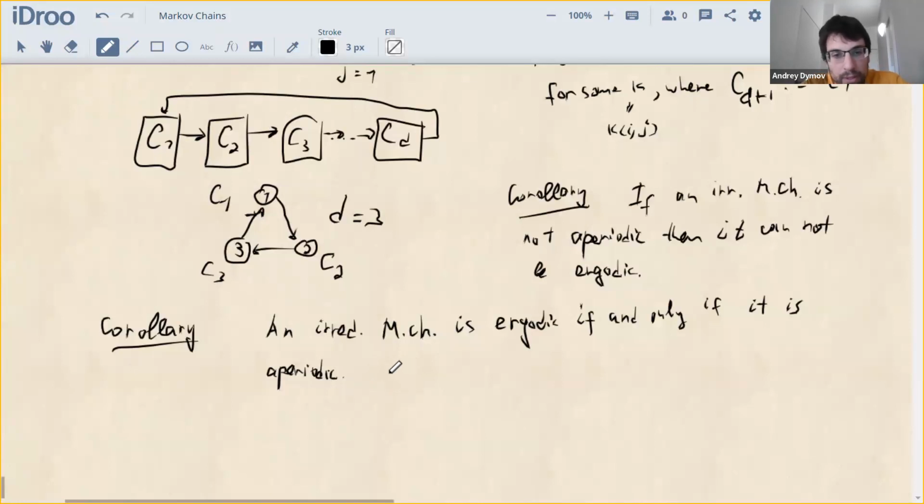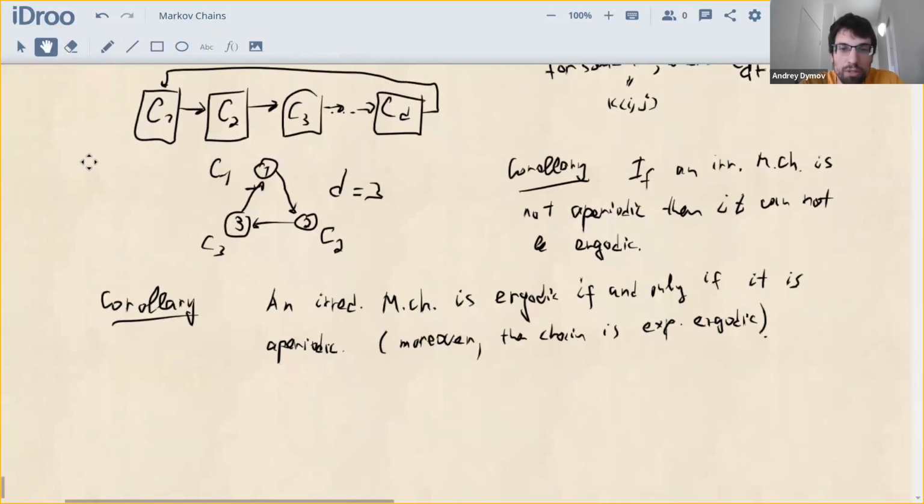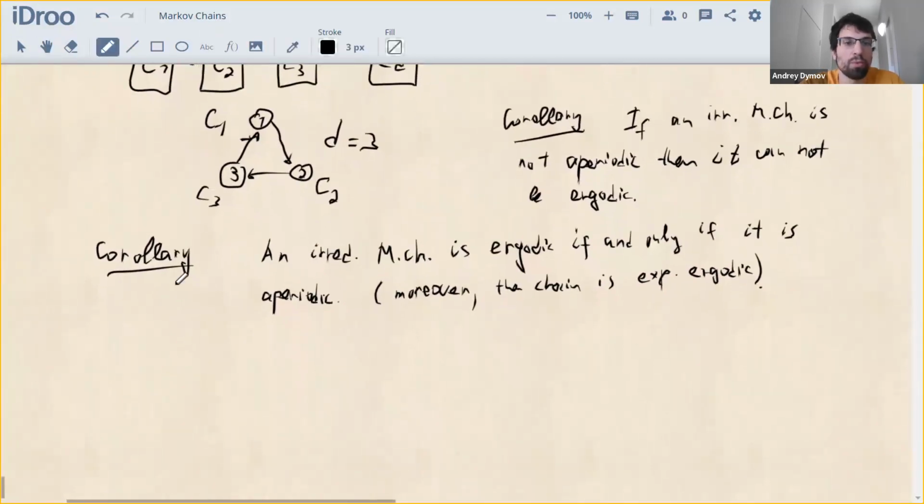In fact, here it makes sense also to mention that these chains are not just ergodic, but exponentially ergodic. The chain is exponentially ergodic because we have proven that an aperiodic chain is exponentially ergodic, because we just used for the proof the ergodic theorem where we prove that the chain is exponentially ergodic.